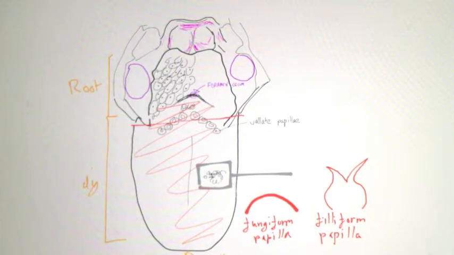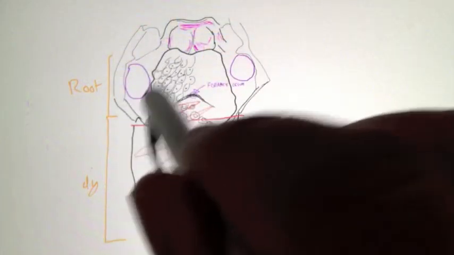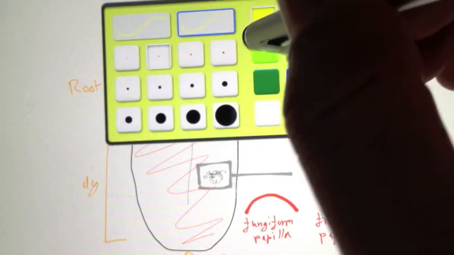The posterior 1/3 of the tongue, doing it in a different color here, is supplied by the glossopharyngeal nerve. And then there's a small part of the tongue also near the epiglottis that's supplied by the internal laryngeal branch of the vagus nerve. I think it's about here.